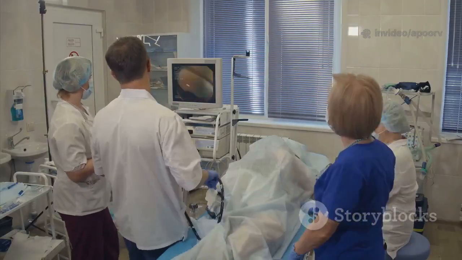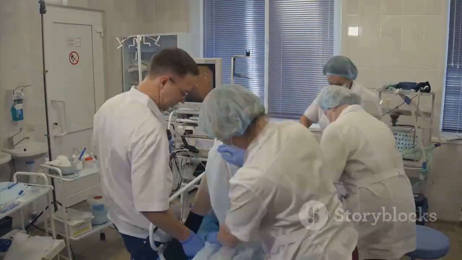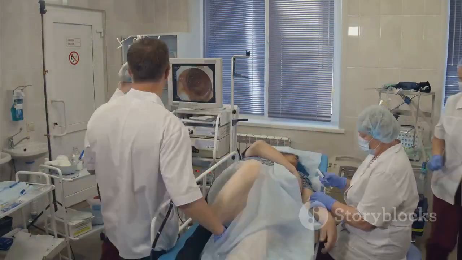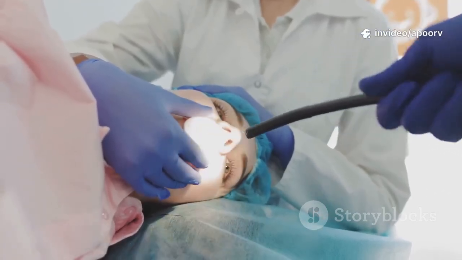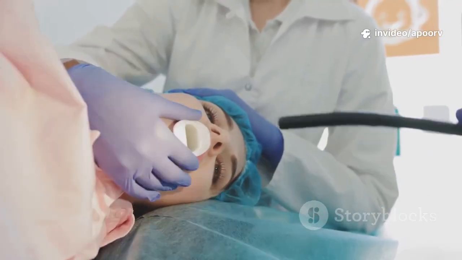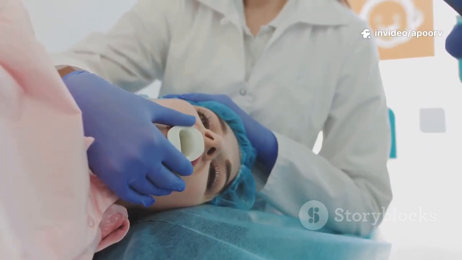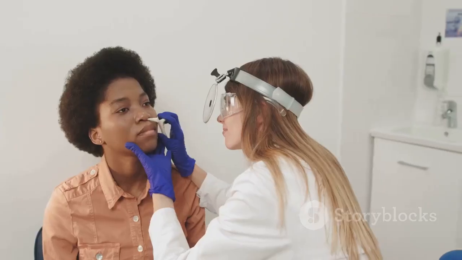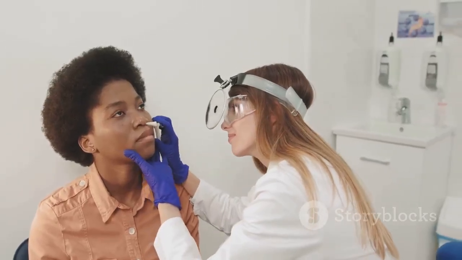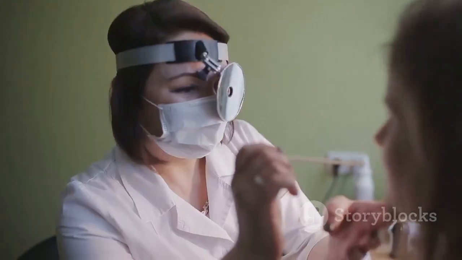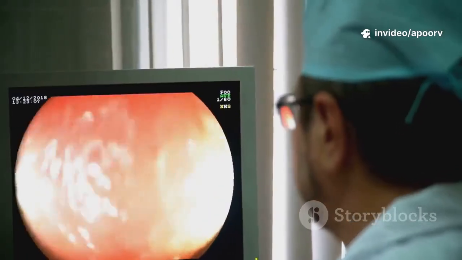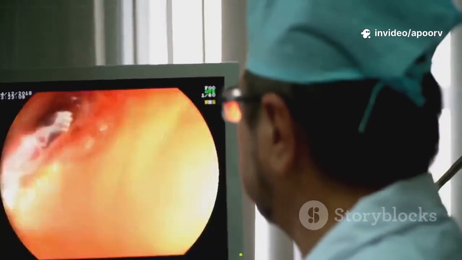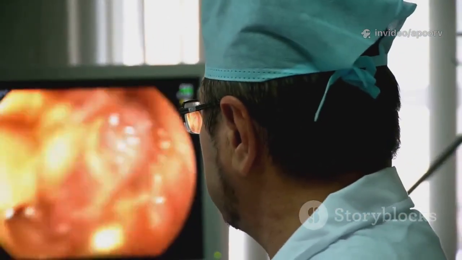Finally, for throat and nose issues, a procedure called endoscopy is often used. An ENT specialist will use a thin, flexible tube with a camera and a light on the end, an endoscope, to look directly at the internal structures. For the nose and sinuses, this is called nasal endoscopy. For the throat and voice box, it's called laryngoscopy. This allows the doctor to see any inflammation, polyps, or other abnormalities up close.